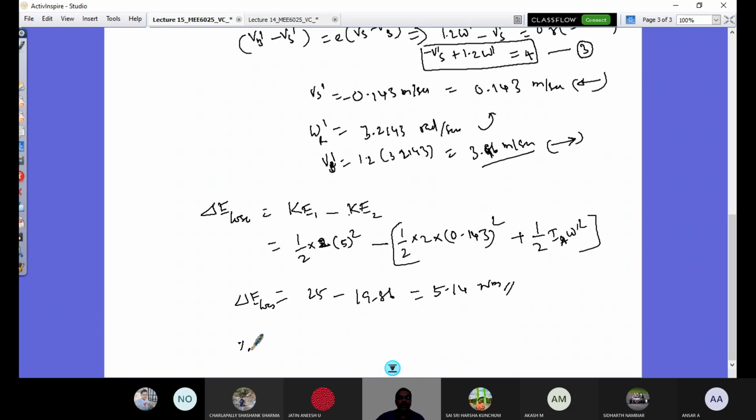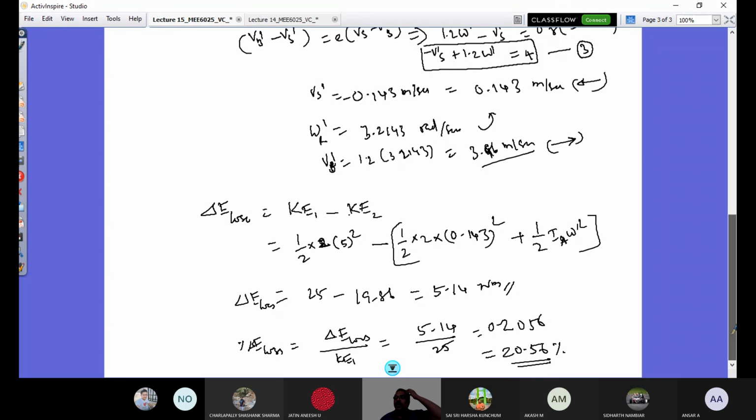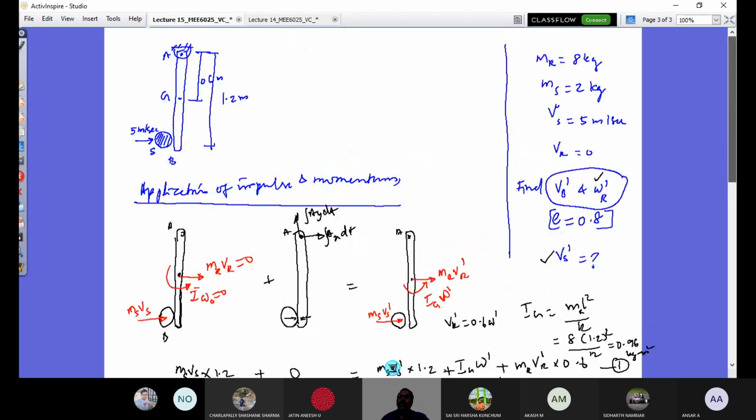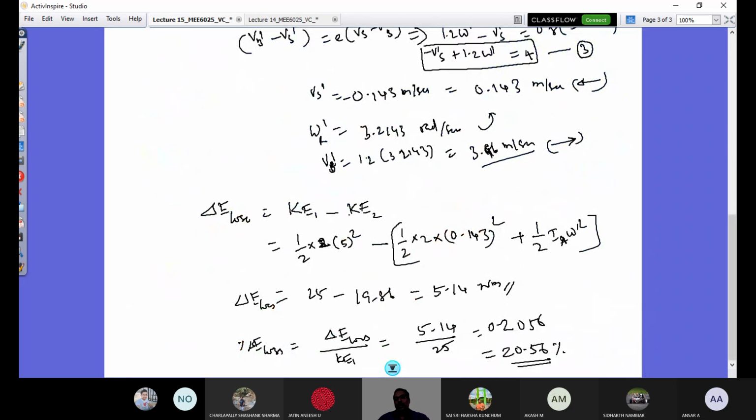And I can calculate the percentage energy loss simply by initial kinetic energy minus final kinetic energy, divided by initial kinetic energy. So it's lost by KE1, that's going to be 5.14 by 25, which is 0.2056. So it's going to be 20.56%. So the amount of energy lost because of this collision, which is a non-centroidal collision, is this much. Right? So this is how you can look at a simple problem.